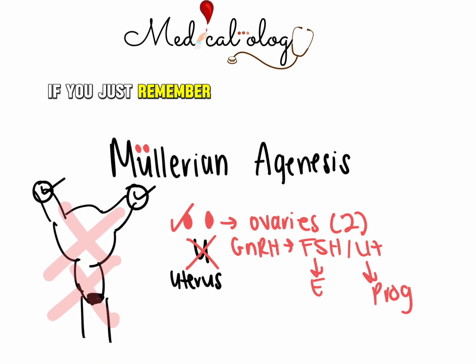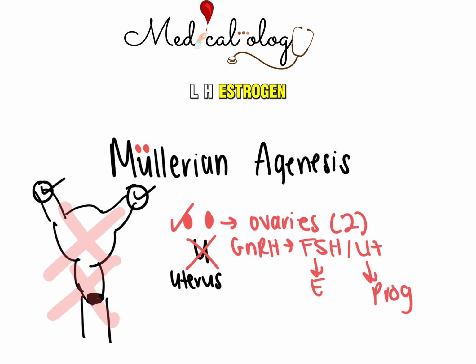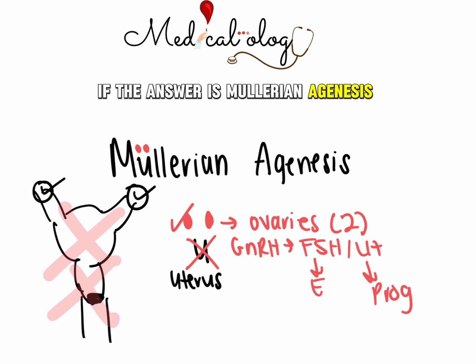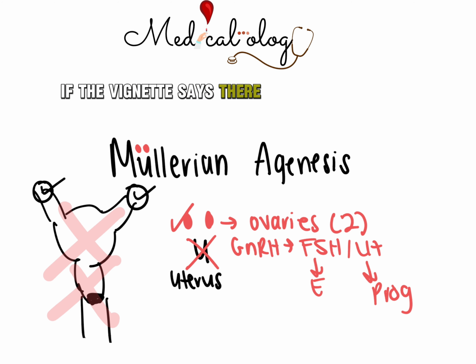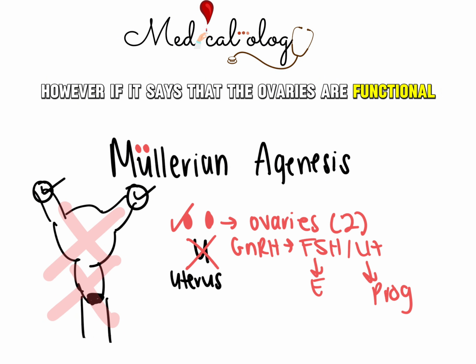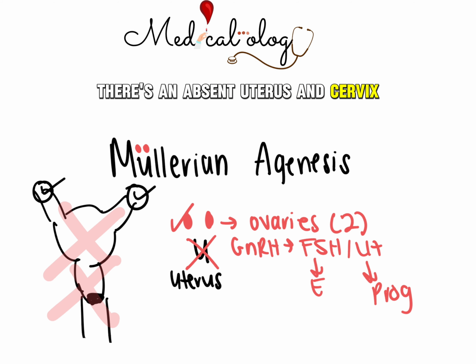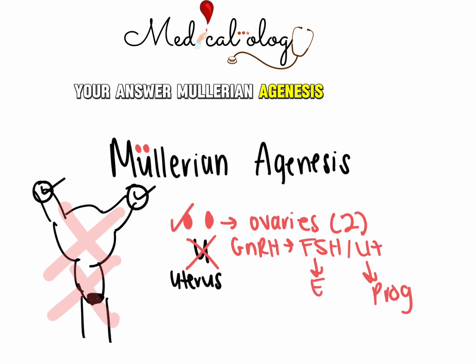If you just remember that in Müllerian agenesis, the 2 circles symbolize ovaries. We have 2, and that produces FSH, LH, estrogen, and progesterone. And the U is absent, so there's no uterus, there's no cervix. I'm telling you guys, you will always get this question right if the answer is Müllerian agenesis. For example, if the vignette says there is a present uterus, Müllerian agenesis is not your answer. However, if it says that the ovaries are functional, there's an absent uterus and cervix, your answer is Müllerian agenesis.